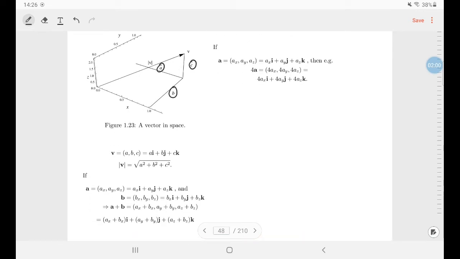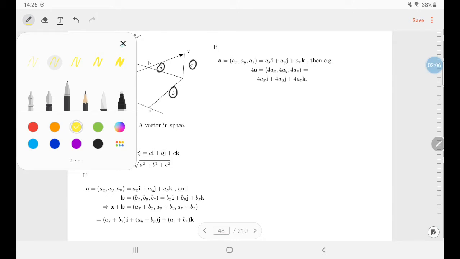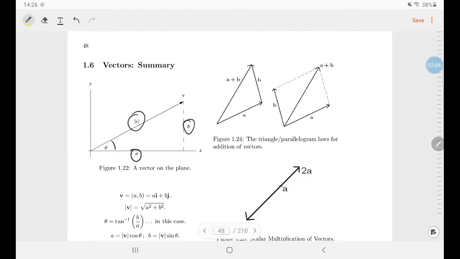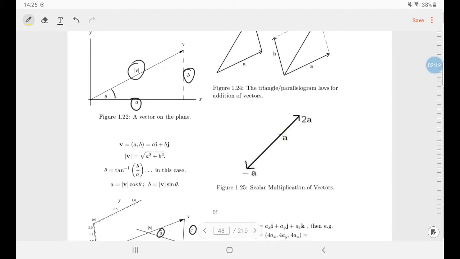Adding vectors, this is basically down the bottom left, is just saying adding vectors is easy. It just works exactly the way you think it would. This is just demonstrating how you add vectors together in terms of a picture.